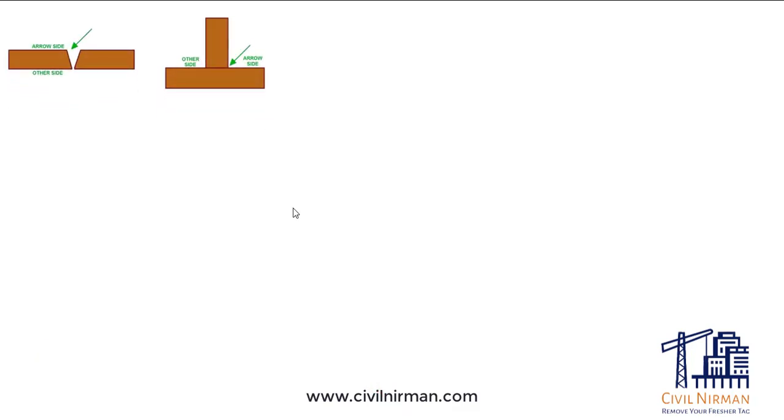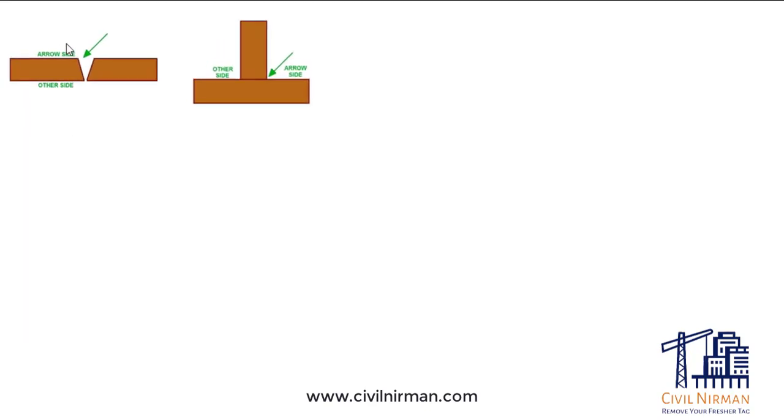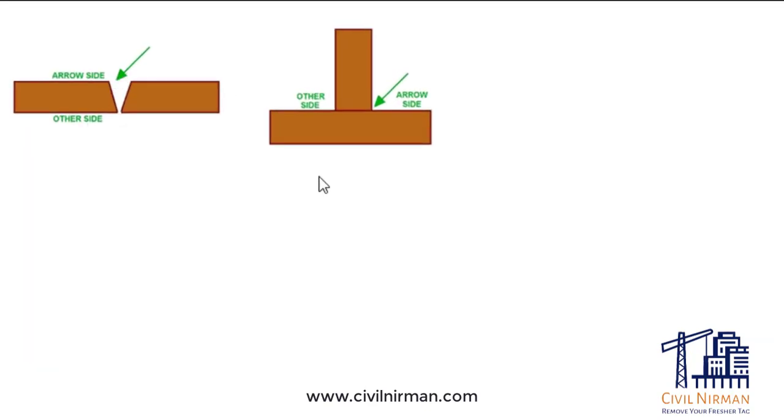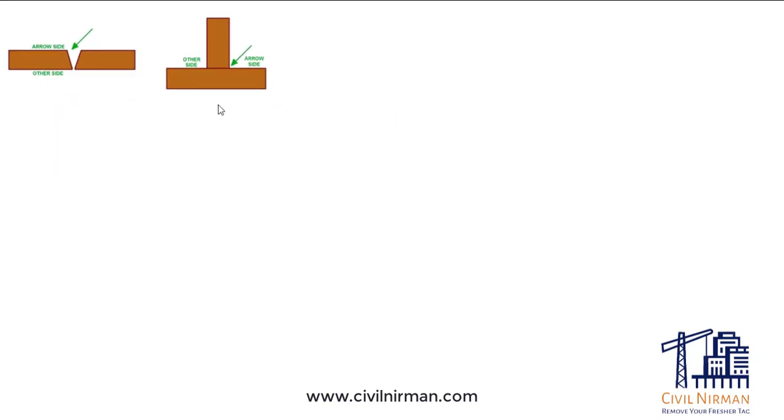Now just for your understanding, look over here. This particular picture represents the arrow side and the other side for these two different elements that are going to be welded. Okay, so this one is the arrow side and this one is the other side.